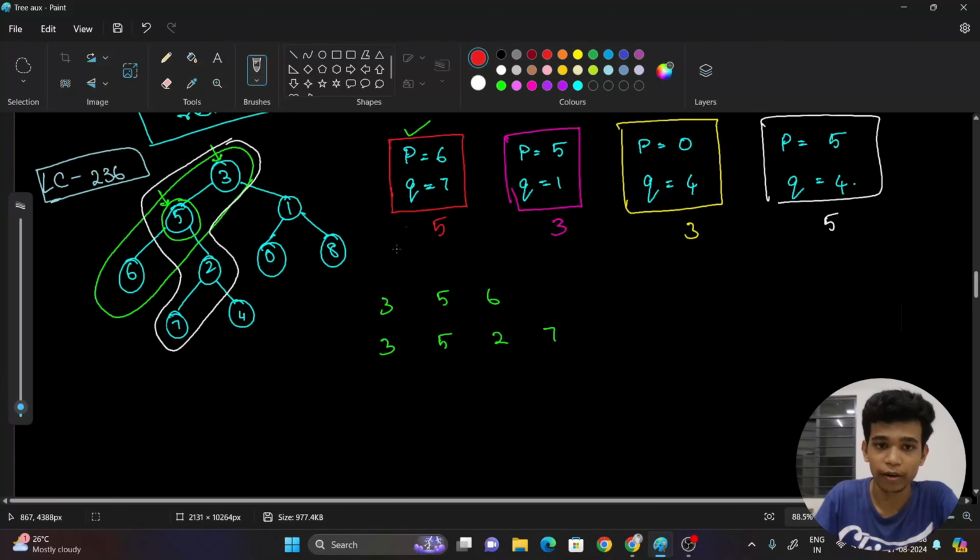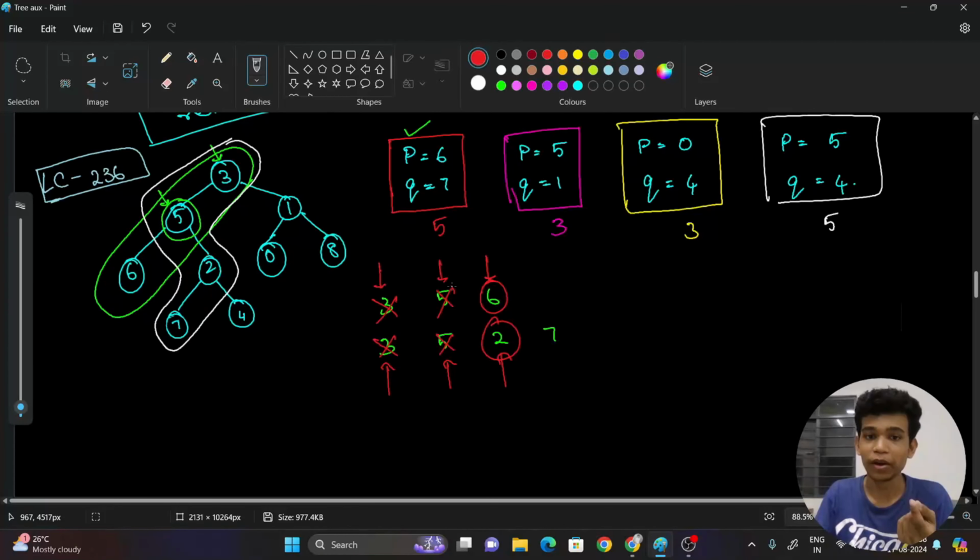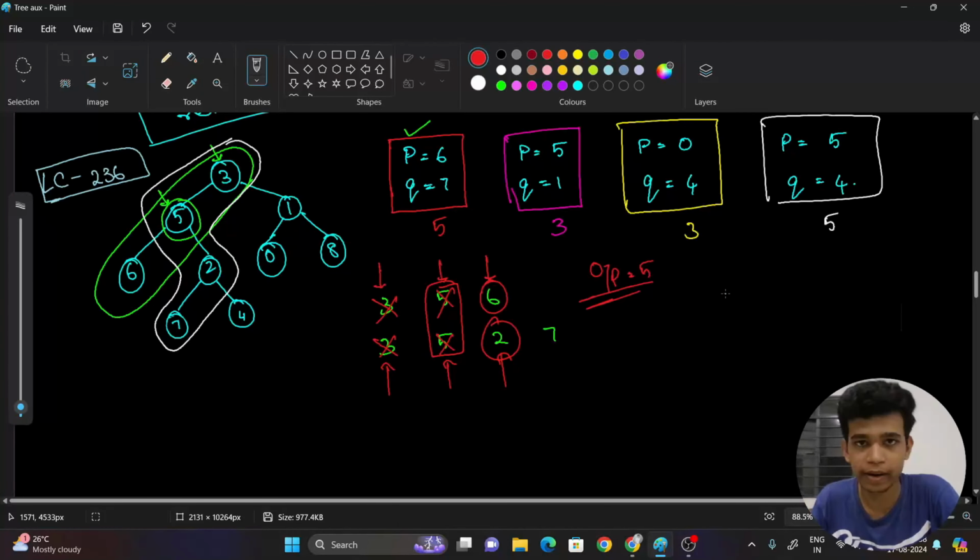Now, listen carefully. I will place a pointer here and I will place a pointer here. These both are what? Same. Okay, now go here. These both are what? Same. Okay, now go here. These both are what? Different, which means what is my answer? My lowest common ancestor is what? This 5. So my output will be what? 5. Can I understand this?